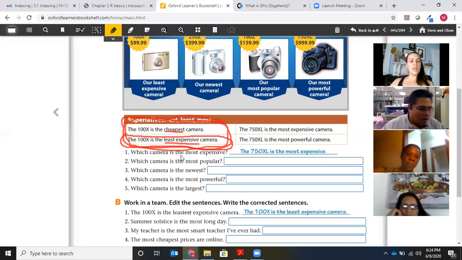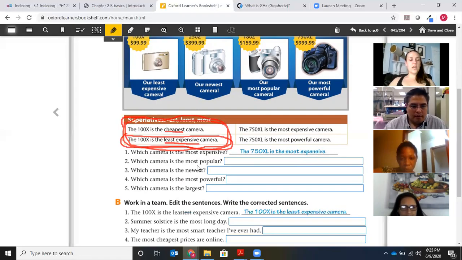All right. So number one, which camera is the most expensive? The 750 XL. Everybody, keep going. The 750 XL is the most expensive. Good.